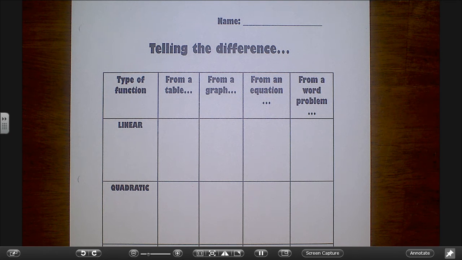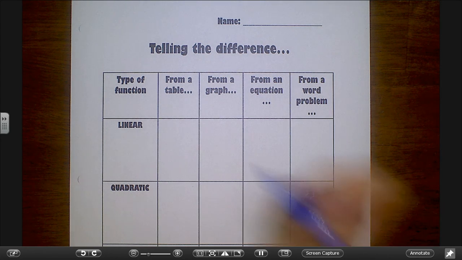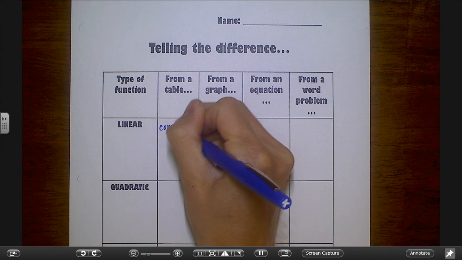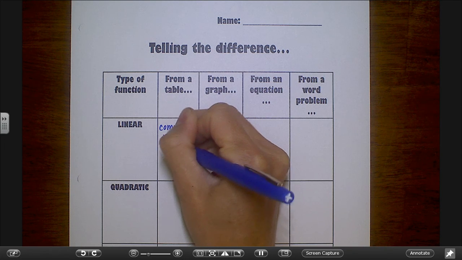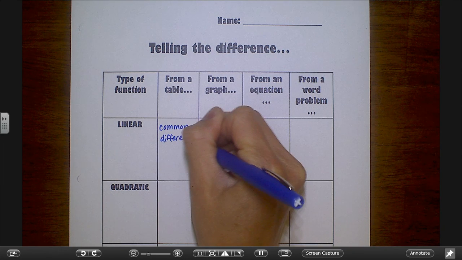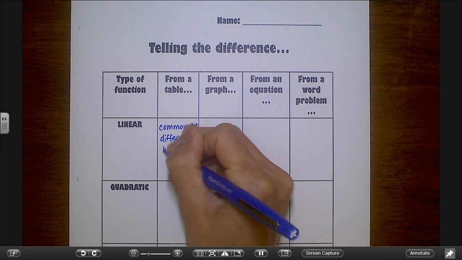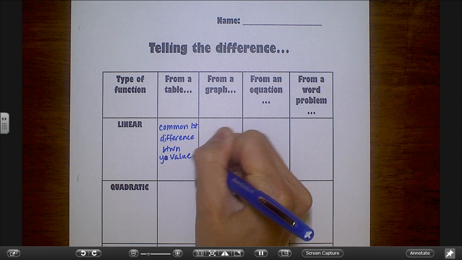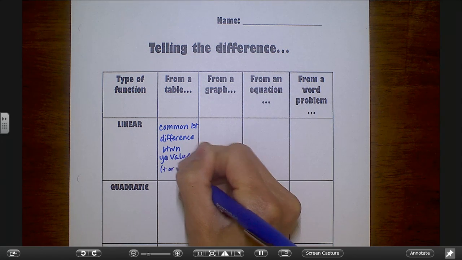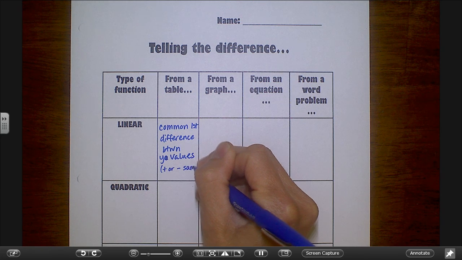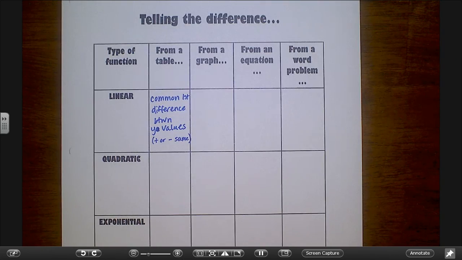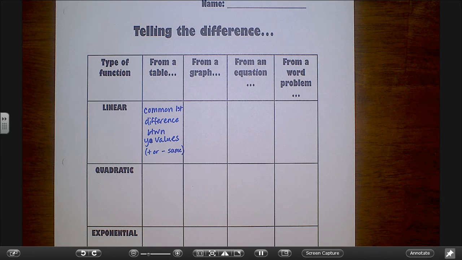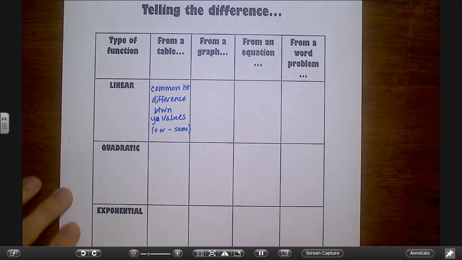All right, so starting with linear, which of course is the first type of function that we did this year. From a table, remember you're looking for that common difference, or common first difference, between y values. I don't know why I can't spell today, sorry. So you're adding or subtracting the same thing every time, right? That's what a common difference is. I'm just going to go straight down each column here.